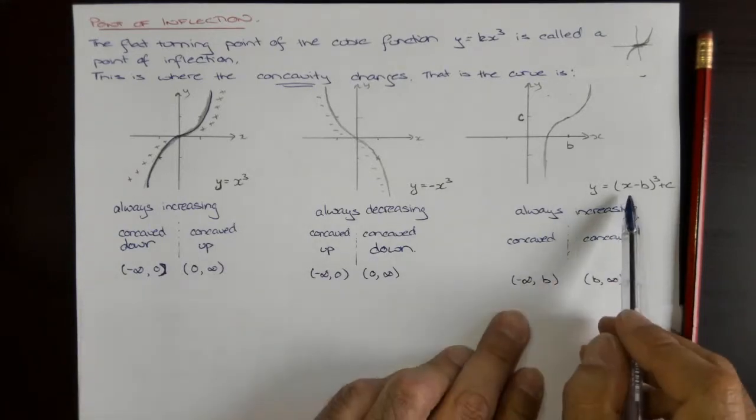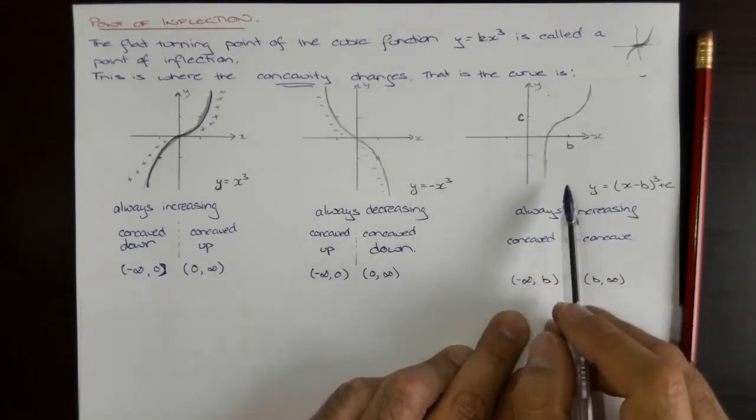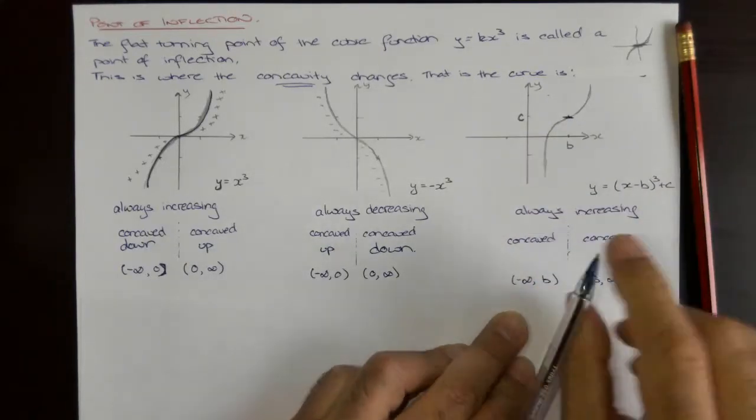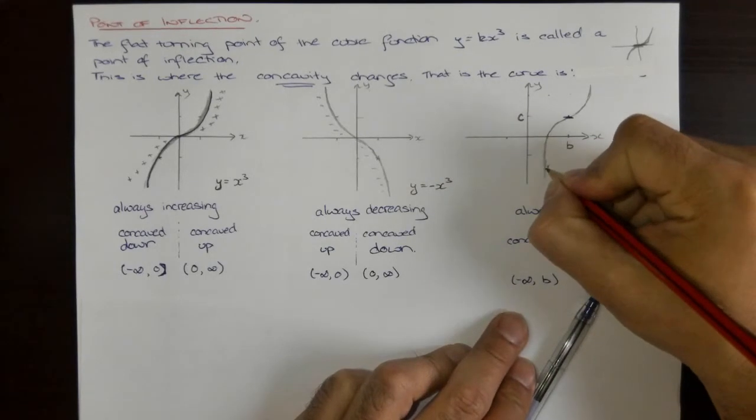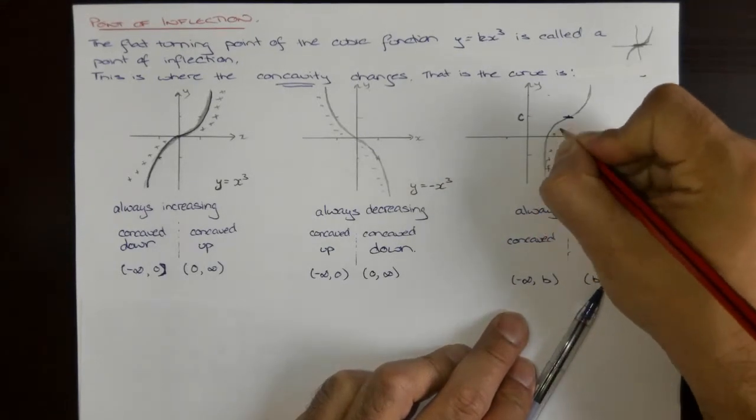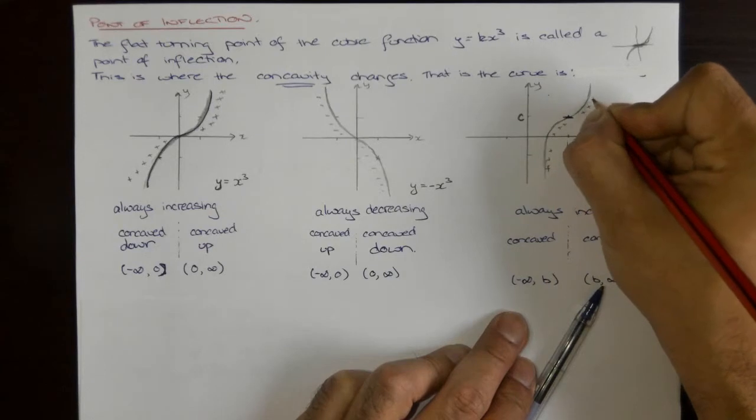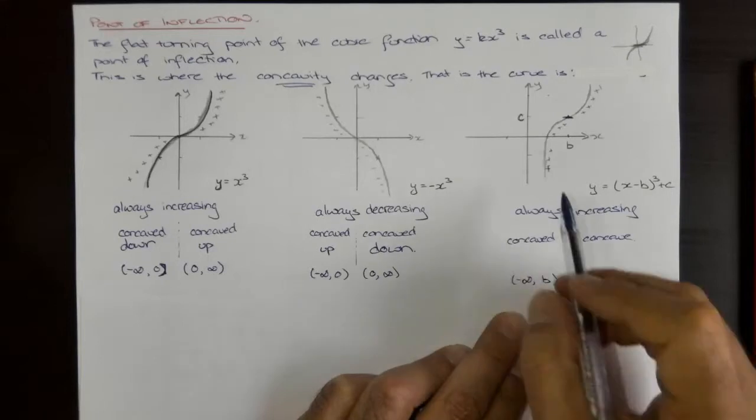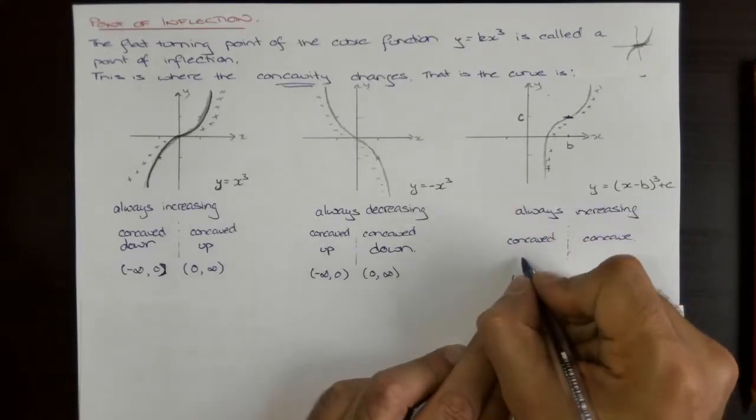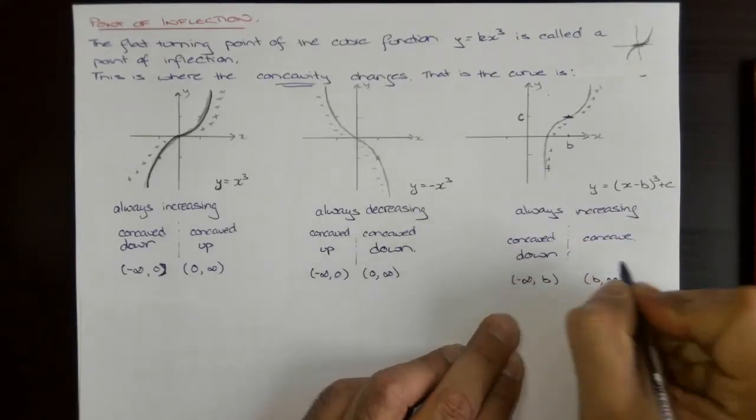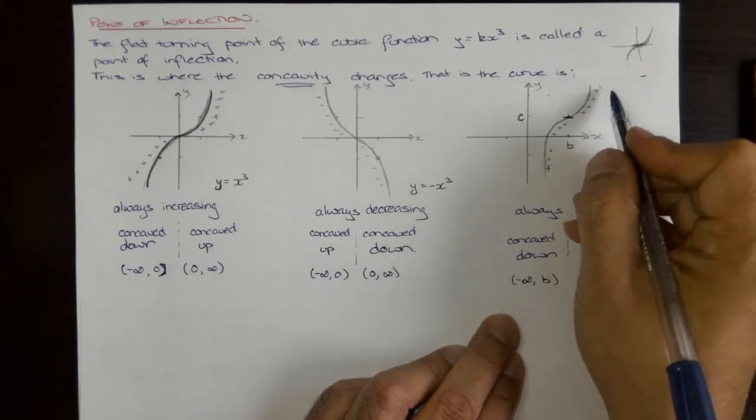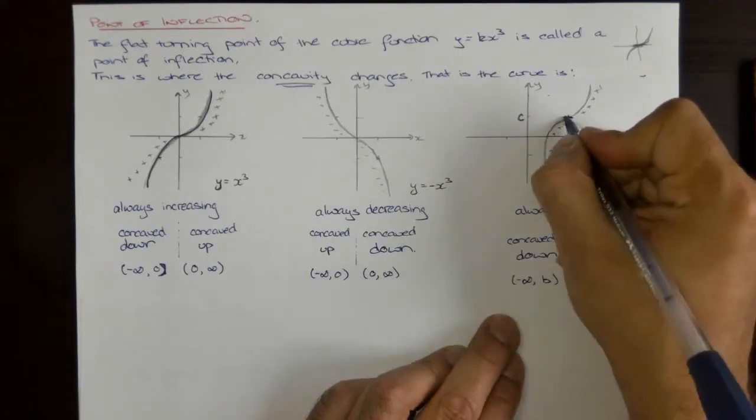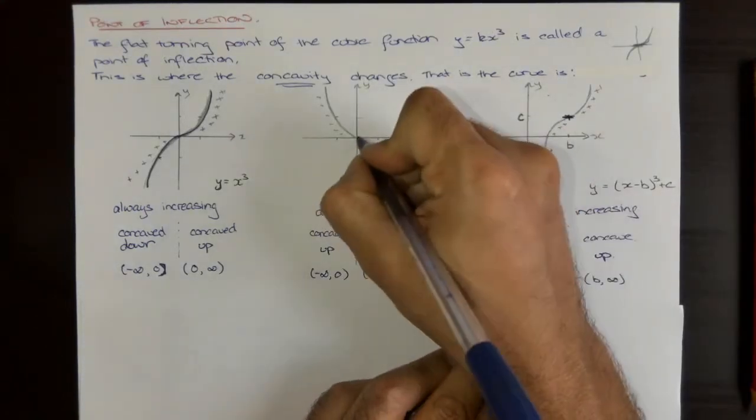We've got y equals (x minus b) cubed plus c. We've moved the point of inflection up c units. There we go. Same as the normal one, it's positive, the function's increasing. But between negative infinity and b, it's concave down, and between b and positive infinity, it's concave up. And this point where it changes its concavity is called the point of inflection.